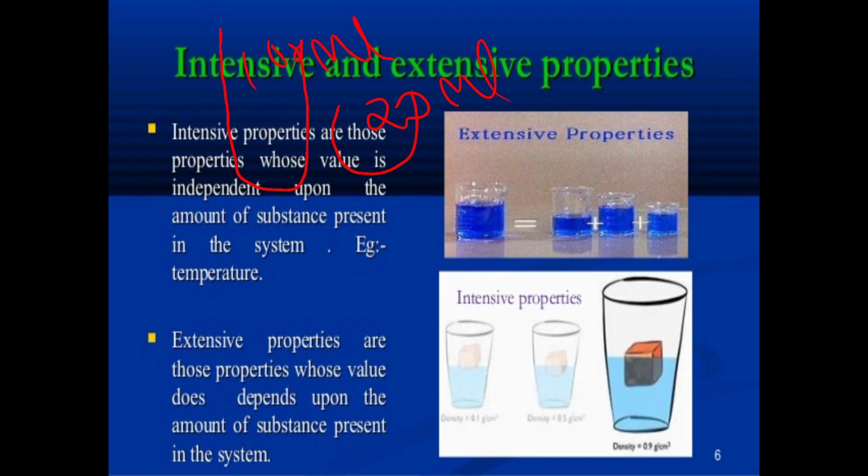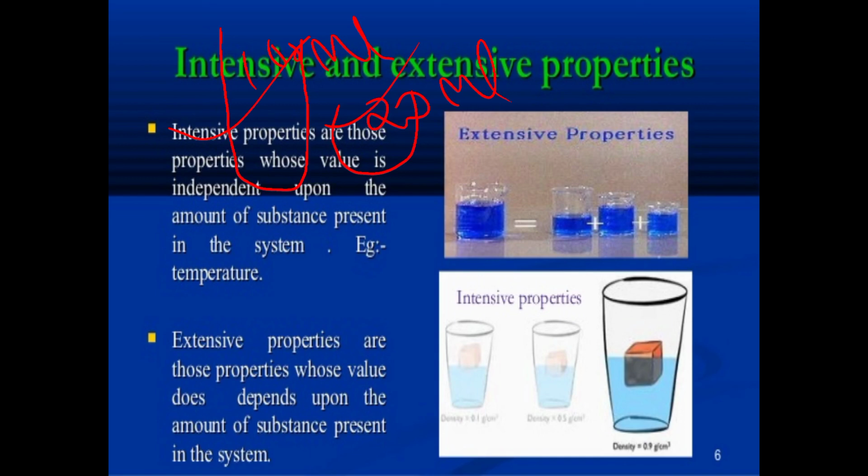Is there any difference between the temperature of 100 ml and 20 ml tea? No. If you are heating, it is 100 degrees centigrade, both teas having 100 degrees centigrade. It will not change depending upon the amount of matter. Such types of properties are known as intensive properties. That is temperature, viscosity and so on are intensive properties.